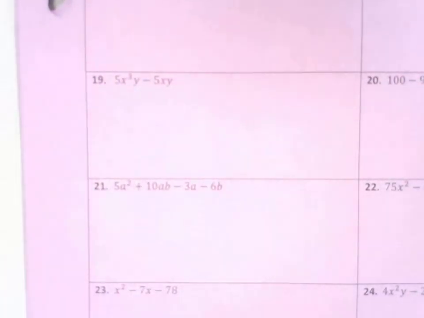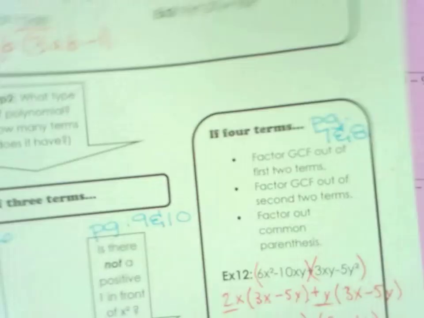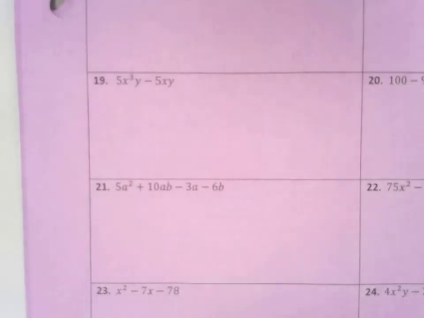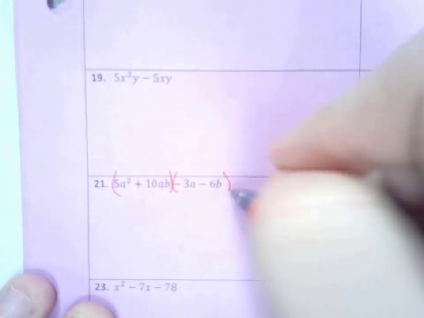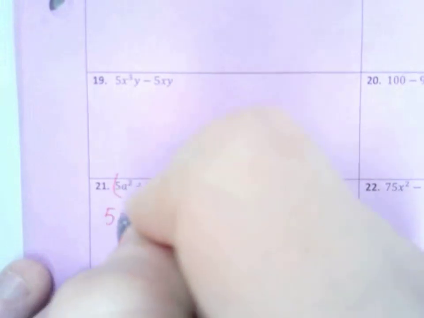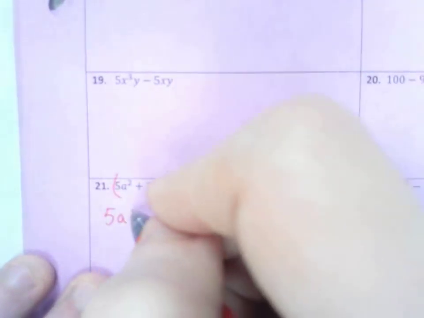So now we ask ourselves, how many terms? 4. We only have one way to factor 4 terms. It's right here on the right. If 4 terms, we're going to group. So we put parentheses around the first 2 and around the second 2. We take the GCF out of both sets. What's the GCF of 5a squared and 10ab? 5a, good. Try the lowest number, and they share a variable, 5a.